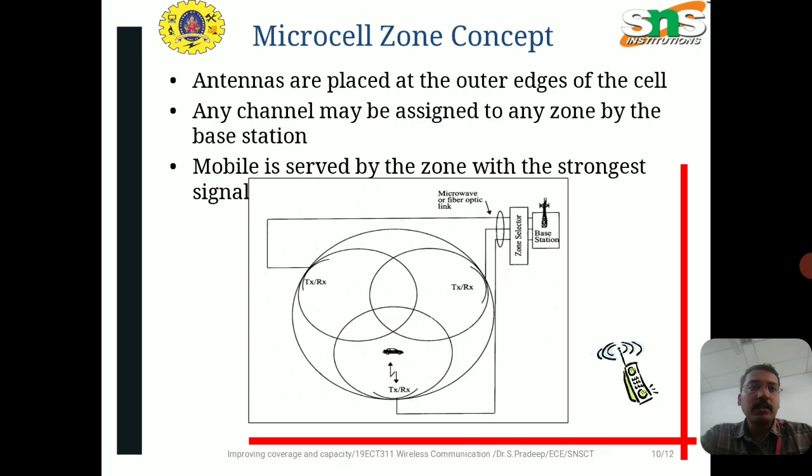Microcell zone concept. Antennas are placed at the outer edges of the cell. Any channel may be assigned to any zone by the base station. A mobile is served by the zone with the strongest signal. This figure shows the microcell zone concept.